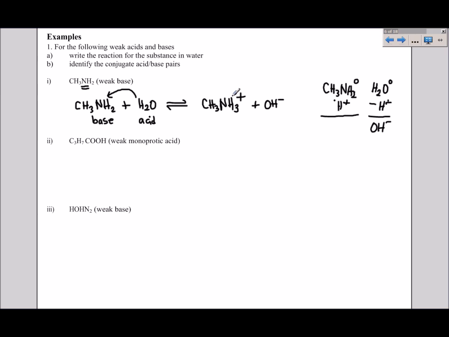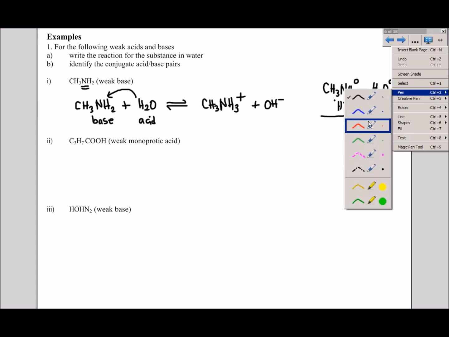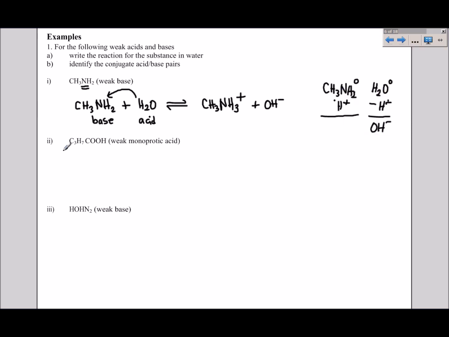Now our second job here is to identify the conjugate acid-base pairs. And so the pairs, again, are the substances that differ by one proton.